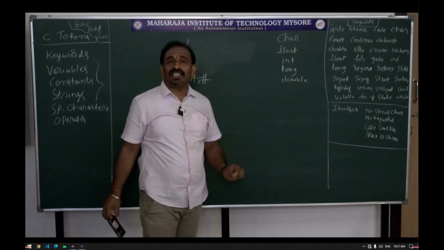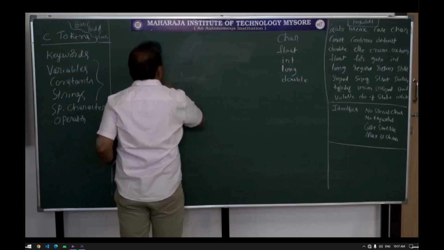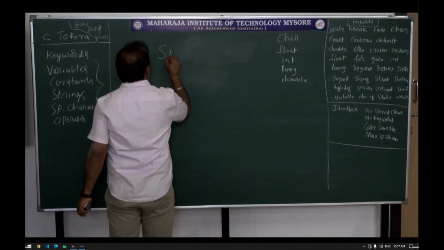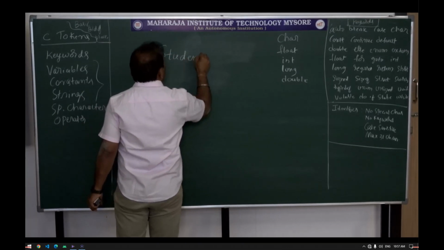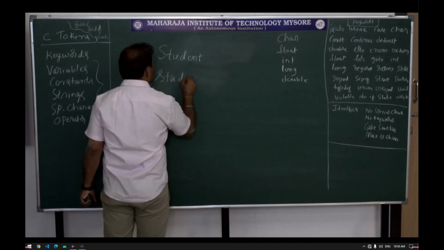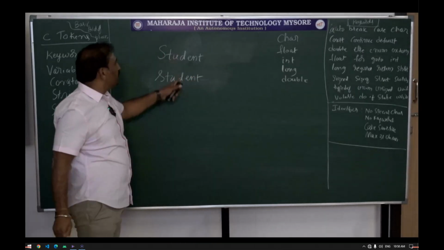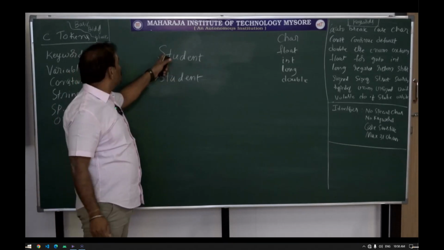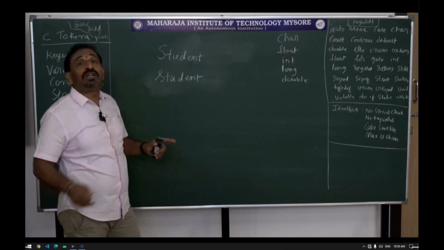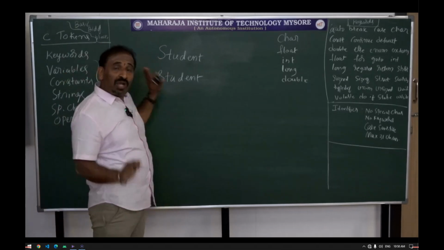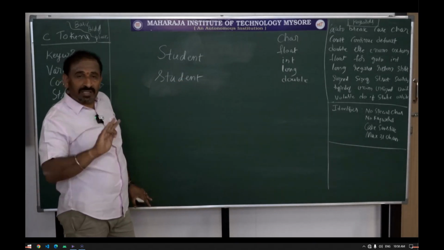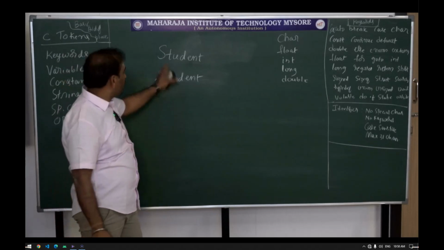You should not have keywords. And it is case sensitive. How to understand this? Say for example, I am calling STUDENT and student. This is different from this, because this has a capital S and this has a small s. I need to have differentiation. You can use capital letters also, no problem. But it's case sensitive. You cannot just mix up these two things.